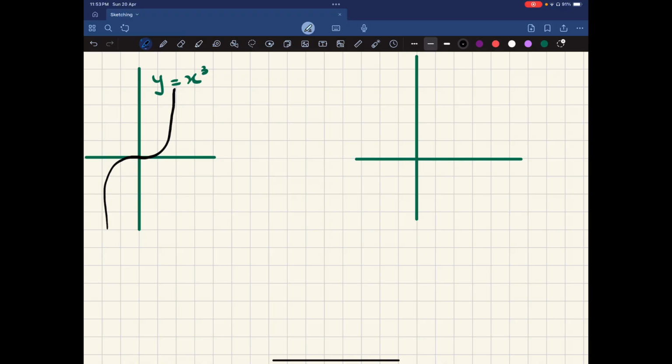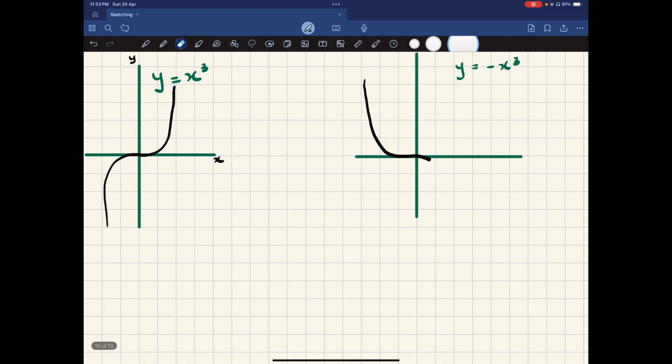So this is how the graph of y equals x cubed looks. And if the equation is y equals negative x cubed, if the coefficient of x cubed is negative, then our graph would look something like this. Okay.